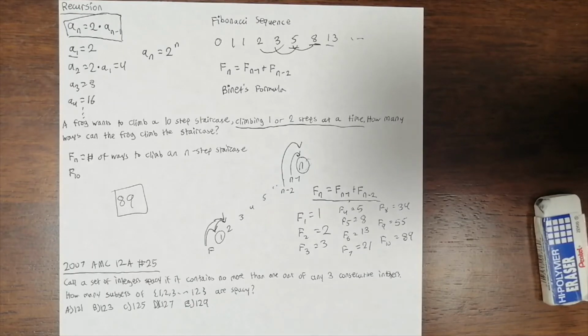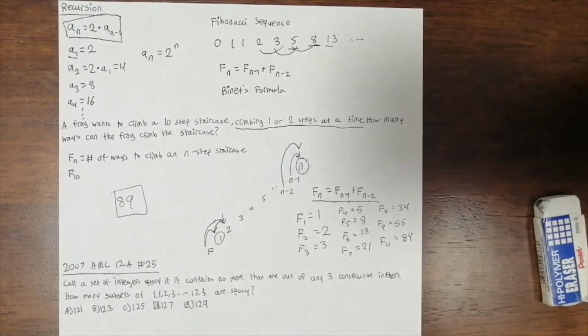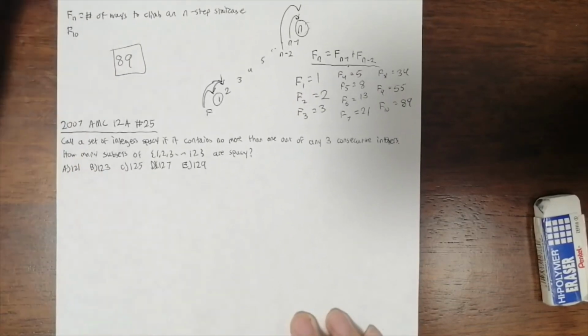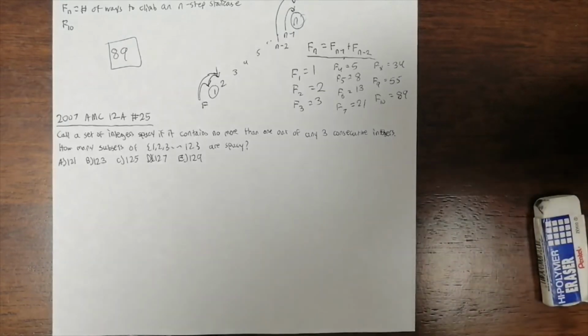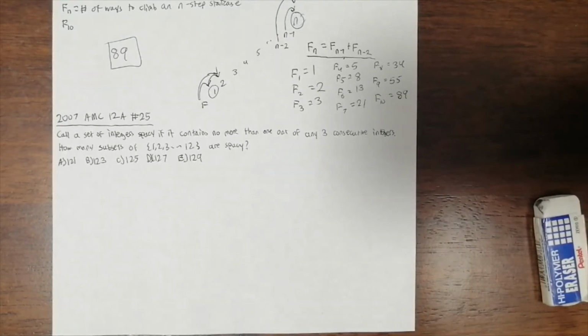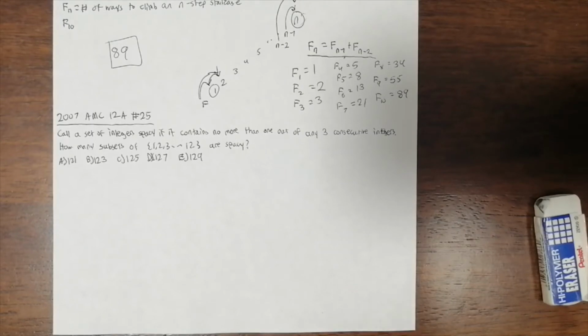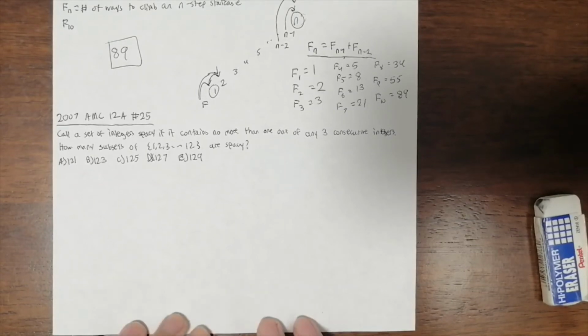All right. Now let's move on to a slightly harder problem. So this is the 2007 AMC 12A number 25. It says, call a set of integers spacey if it contains no more than 1 out of any 3 consecutive integers. How many subsets of the set 1, 2, 3, 4, 5, all the way to 12 are spacey? So again, let's start with a definition and then try to find a recursive formula.